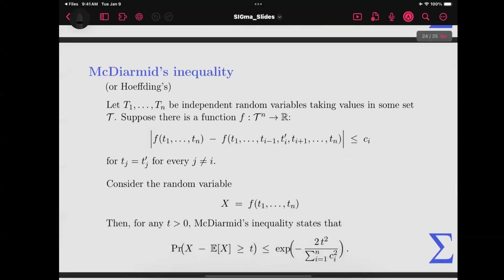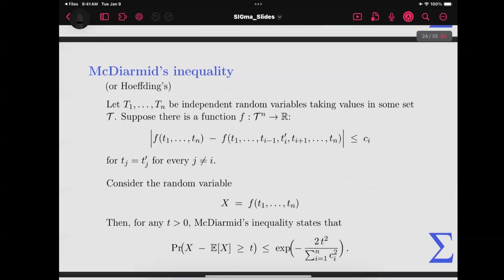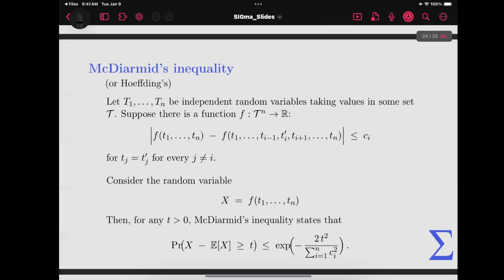Then we're going to go to McDiarmid's inequality. Actually, I don't know his first name. It is also called Hoeffding's inequality. Hoeffding is the special case of this one, and the name for this is going to be the name for the special case.